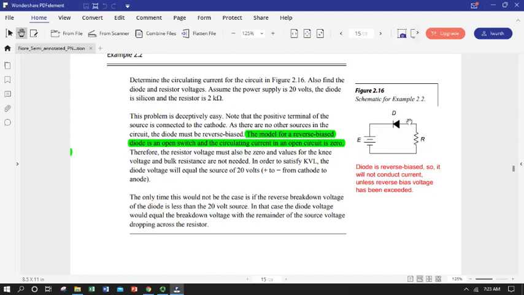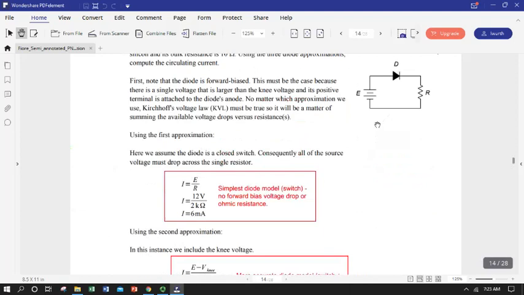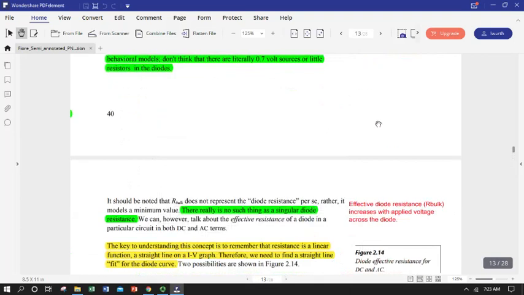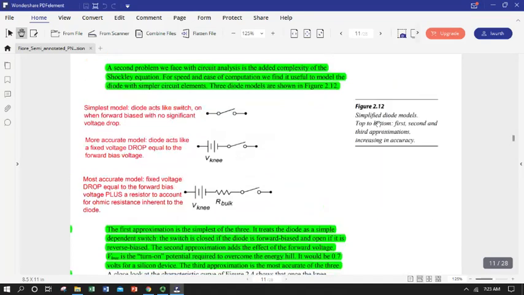So this is almost a trick question because this is in reverse bias, so it'll act like an open switch. Doesn't matter what the forward bias voltage is, it doesn't matter what its bulk resistance is. Basically, I'm going to go right back to those 3 models. Effectively, all of these models include a switch that is open if the diode's in backwards.